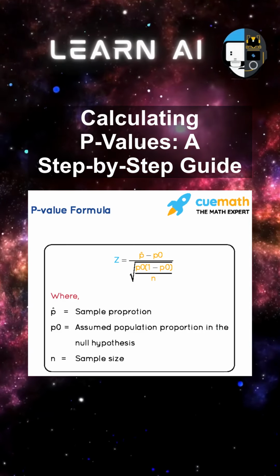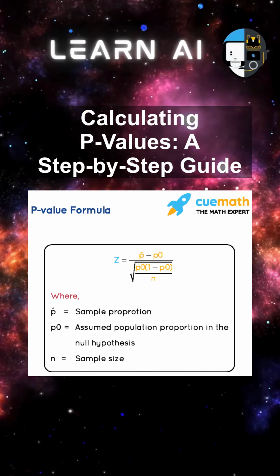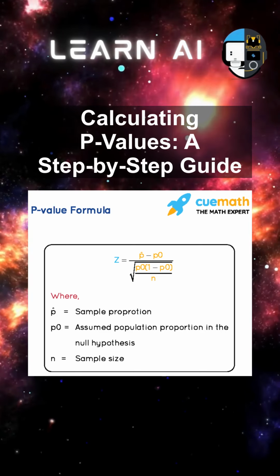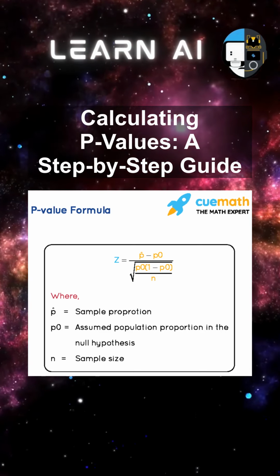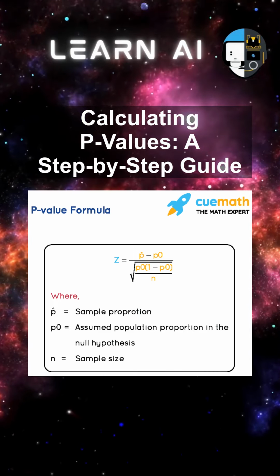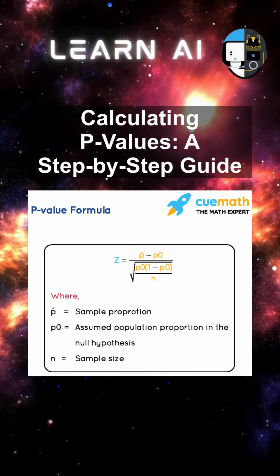Now that we understand what p-values are, let's dive into how we calculate them. The calculation of p-values depends on the statistical test being used and the nature of the data. Common tests that yield p-values include the t-test, chi-square test, and ANOVA, among others. To calculate a p-value, you first need to determine the test statistic, which varies depending on the test.